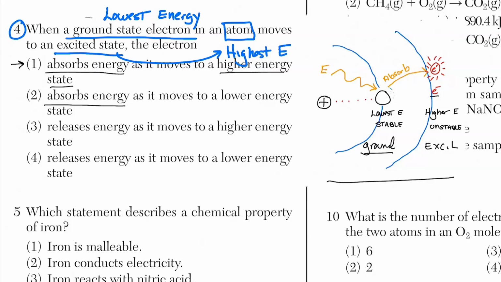Eventually, this high energy electron is going to jump back to its low energy position. And because it has high energy, being farther away, and it's going to go to low energy, it's going to give off that energy in the form of light or spectrum. And that's where we do the bright line spectrum. The type of light it gives off gives us an inclination of how much energy is being released. In any case, question 4 is number 1.